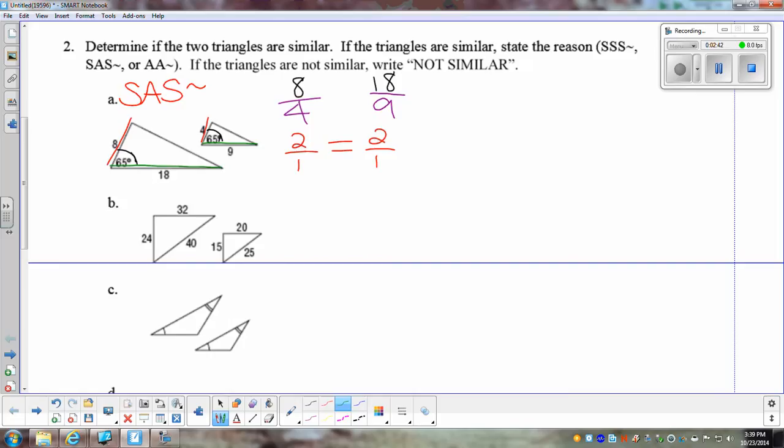In B, I don't know any information about any of my angles, so the only possible one would be side, but before I can just write down side, I have to check my proportions. The small side of my bigger triangle is 24. The small side of my little triangle is 15, so 24 over 15. The medium side of my big triangle is 32. The medium side of my little triangle is 20. My big side of my big triangle is 40. The big side of my little triangle is 25.